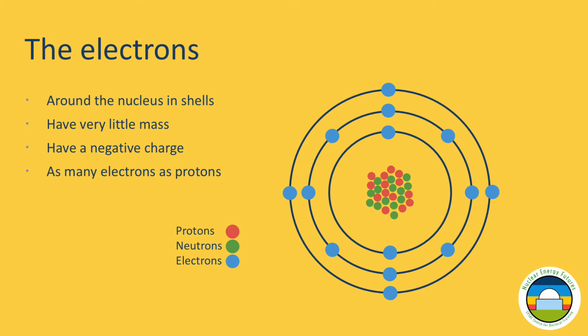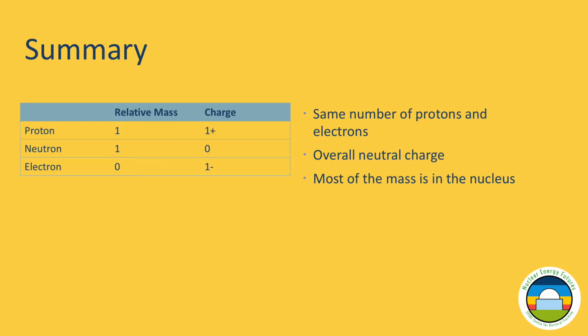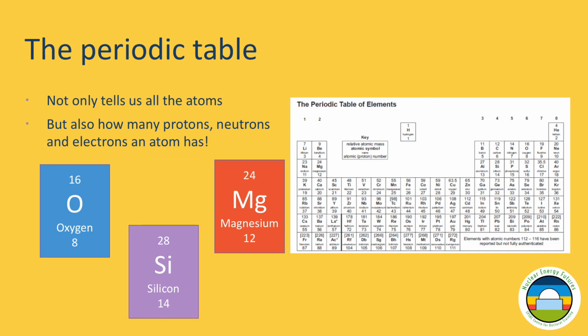What about the electrons? So the electrons orbit around our nucleus, and they are in shells, so they're each at a different level. They have very little mass, but they do have a negative charge, so the opposite of the protons. There are always as many electrons as there are protons in an atom. We have the same number of protons and electrons in an atom. Because they have opposite charges, that means we have a zero charge overall. All of the mass is centred in the nucleus, in the centre, because the electrons have very little mass.